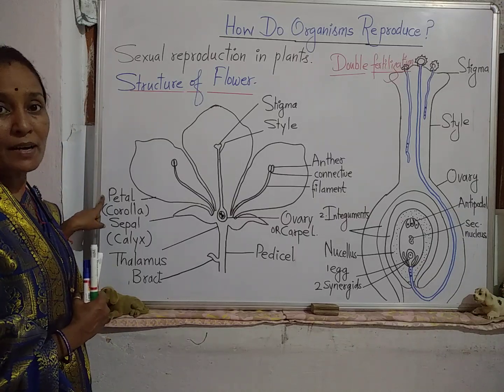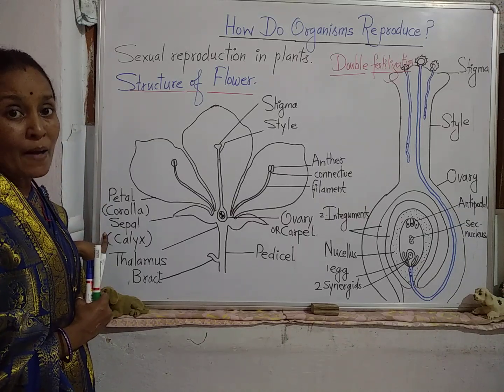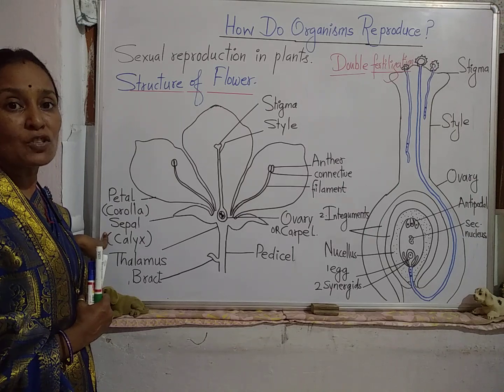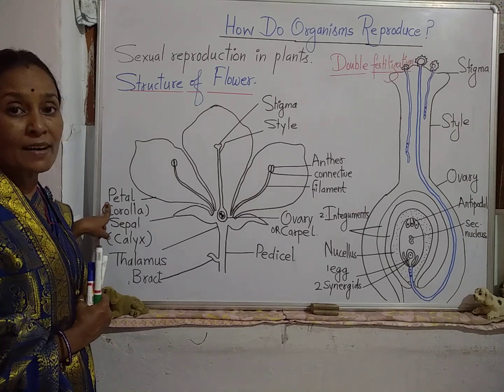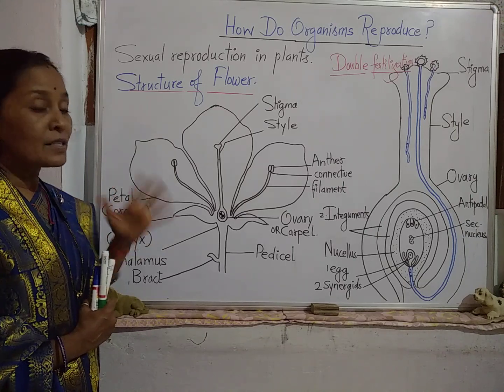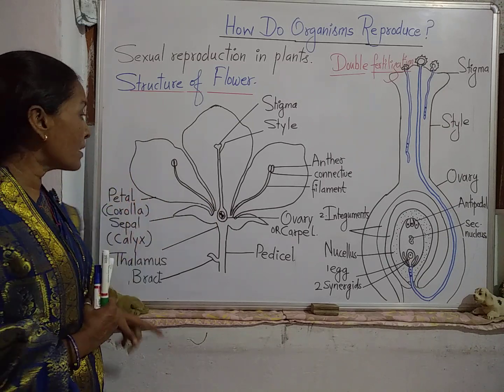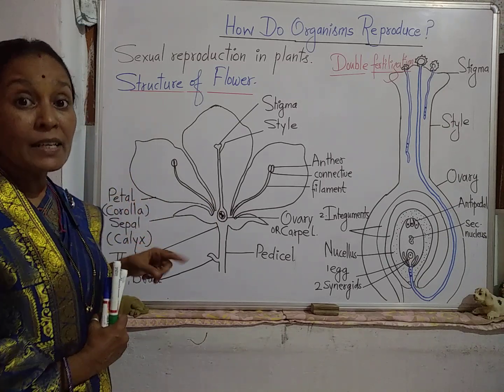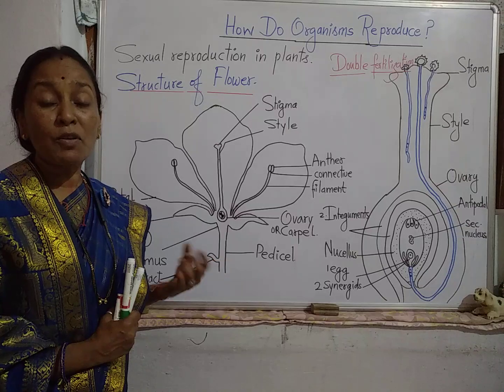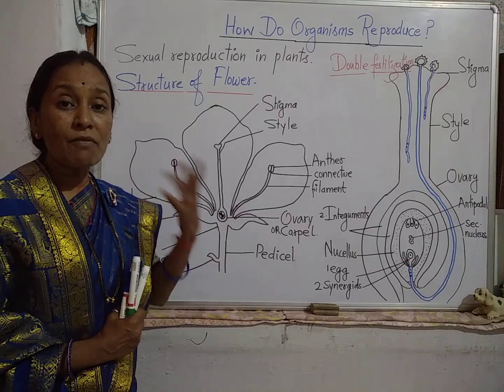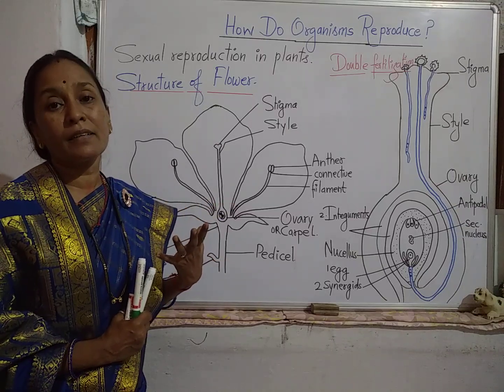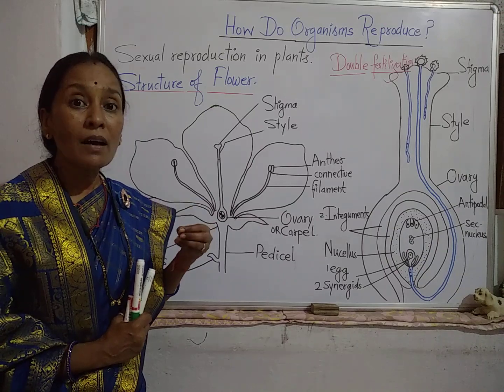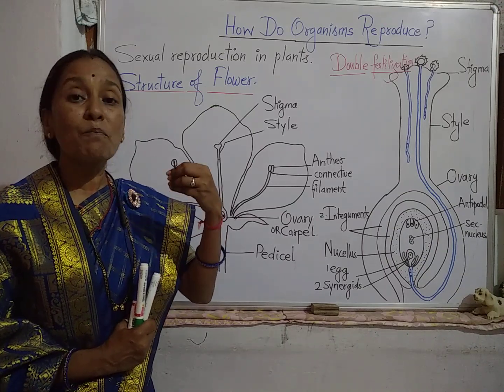The first accessory part is the corolla, whose individual members are known as petals. Petals are colored in nature. Generally they are 5 in number. Being colored in nature, they attract the pollinating agent, because we know that if the flowers are bright in their color, definitely they will attract the pollinating agent, that is the butterfly.